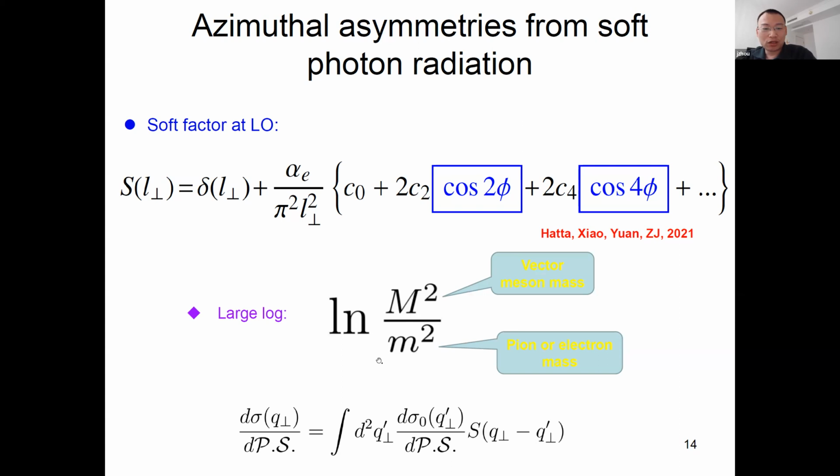So we know that the fine structure constant is a small number. However, it is associated with this large logarithm. So the higher order QED correction is greatly enhanced by this large number. Soft photon contribution can be readily resummed to all orders following the standard resummation procedure. Here is the result. This is a Sudakov effect. I didn't show the explicit formula for this.